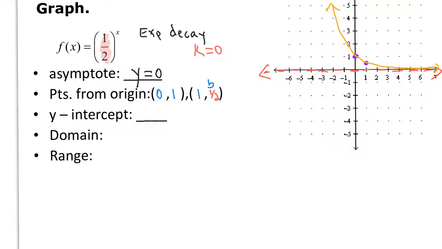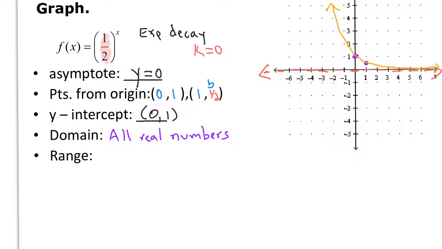Now for the y-intercept, you guys can see the y-intercept is again 0, 1. So I'm going to write that down, 0 and 1. Domain for exponential functions is all real numbers. So you just write that down because any x will work. You guys can plug in any x into the function and it's going to work.